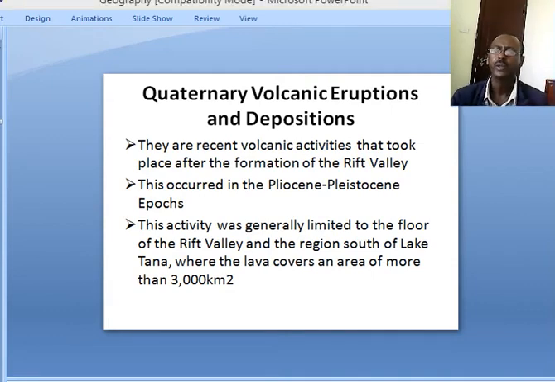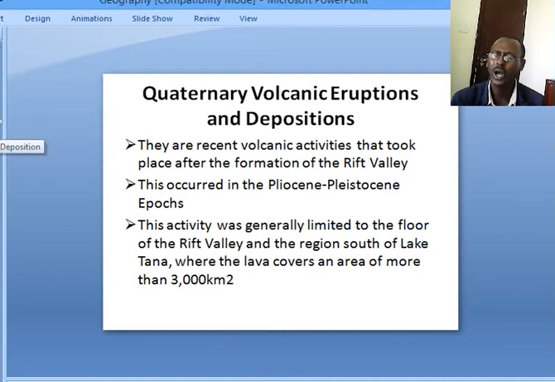Good. We have seen what happened during the Tertiary period. During the Quaternary, volcanic eruptions and depositions, these are the recent volcanic activities that took place after the formation of the Rift Valley. This occurred in the Pliocene and Pleistocene epochs. This activity was generally limited to the floor of the Rift Valley and the region south of Lake Tana, where the lava covers an area of more than 3,000 square kilometers.